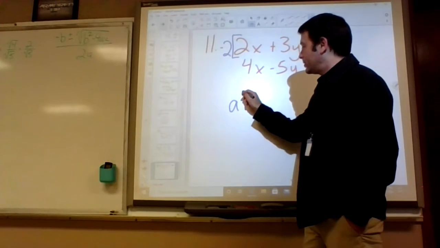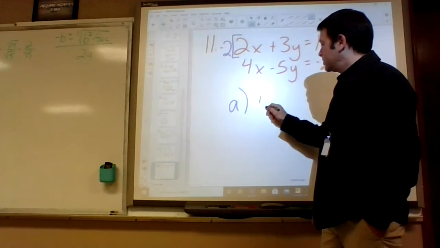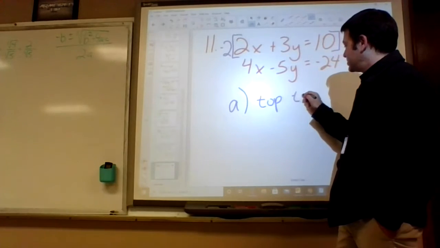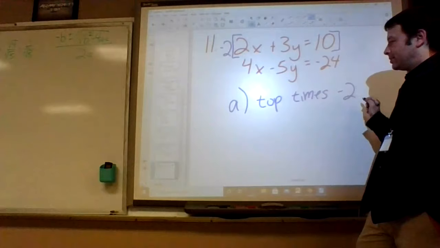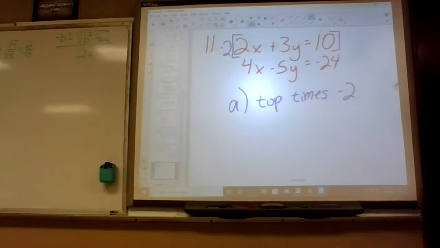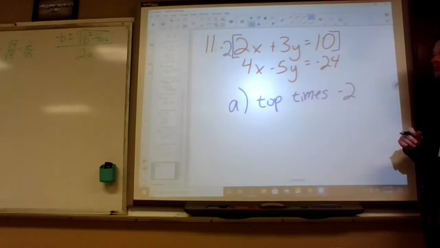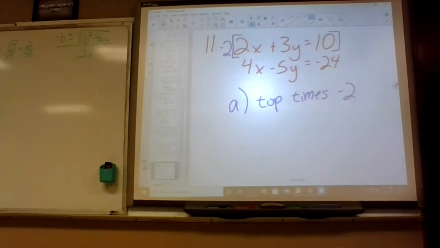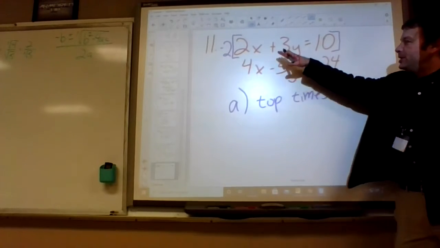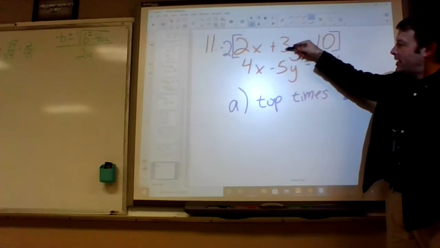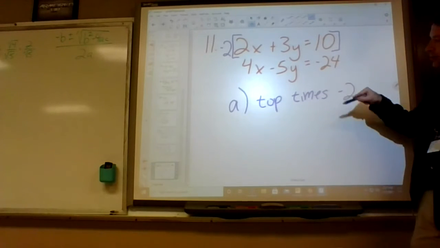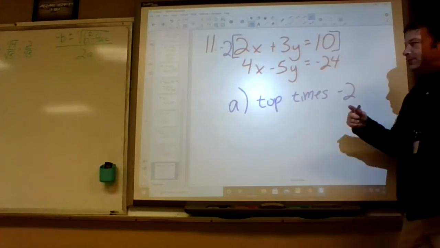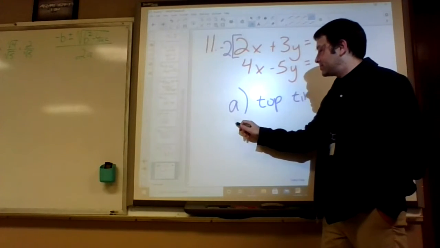Here's what you do have to write. Top times negative 2. That's how we would set it up to get rid of the x's. What about the negative 6? Okay, well over here you get negative 6y and you'd add that to negative 5y. Over here you get negative 20, you'd add that to negative 24. Okay, we're going to do this here after these problems. We'll actually have to solve it.